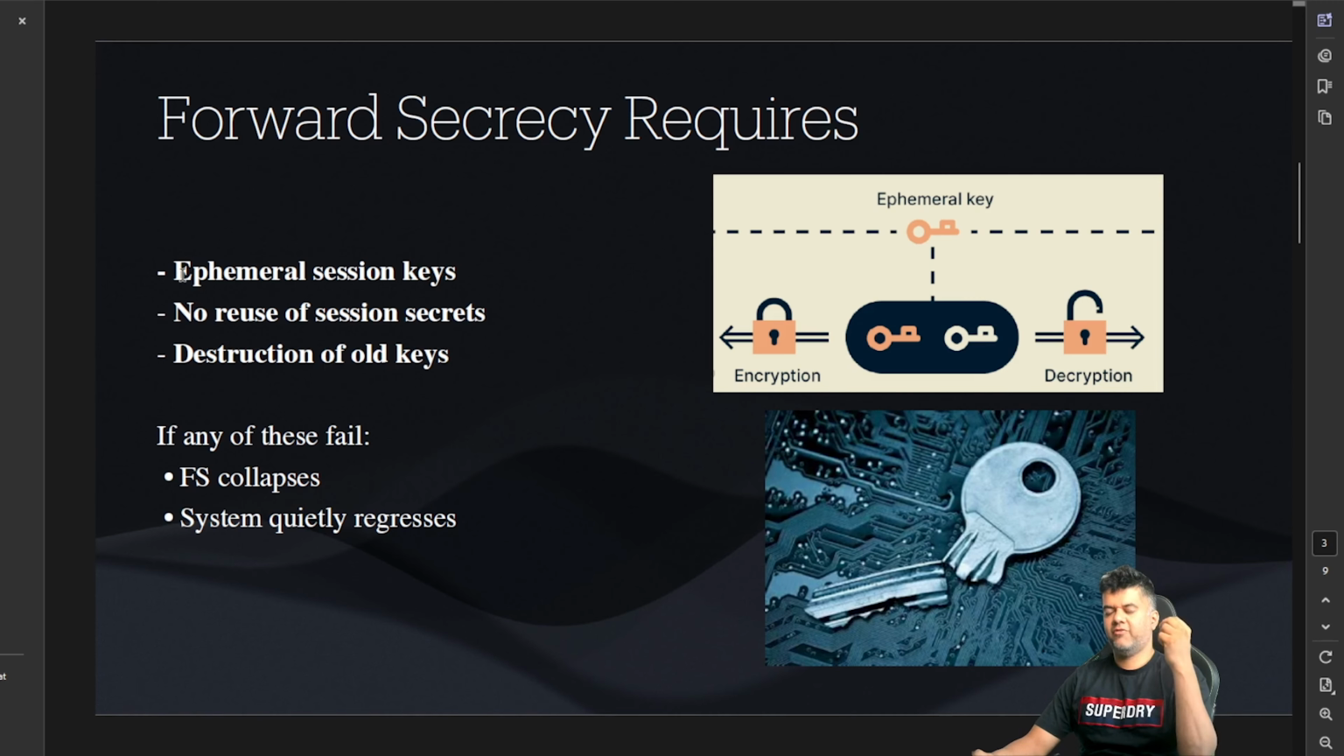So we looked at the ephemeral Diffie-Hellman algorithm, where the keys are not permanent, they keep changing. Ephemeral basically means something that has a short life. Also, you don't reuse your session secrets. You always have new secrets for each session. And you definitely destroy old keys. You don't store them somewhere where they can be tampered with or they can be copied. Now, if any of these 3 rules fail, the forward secrecy system collapses and the system quietly regresses. That means it's just more open to attacks.